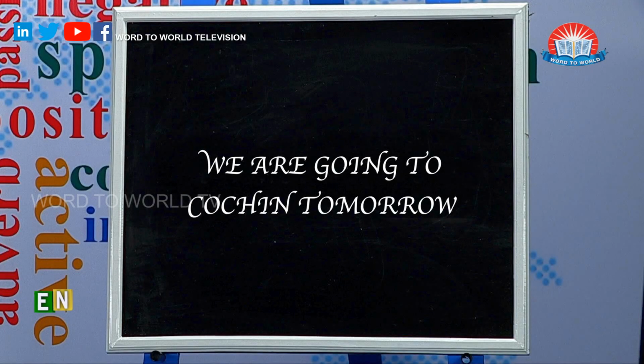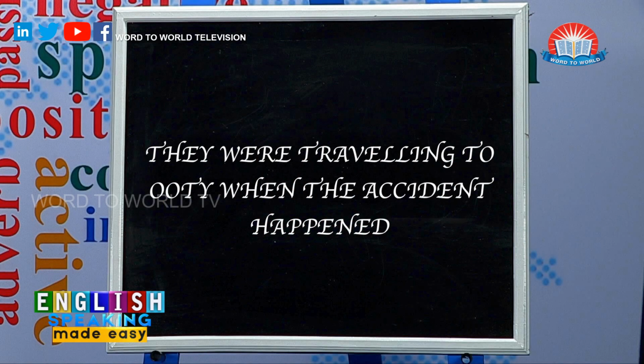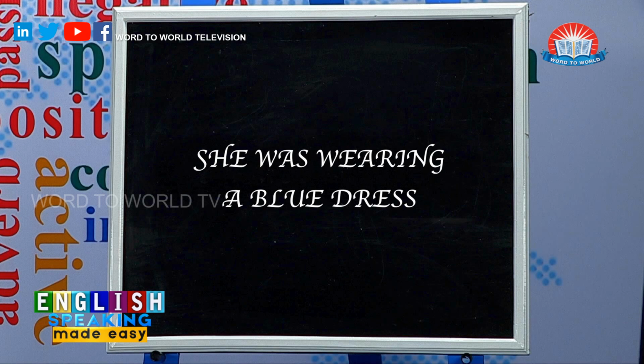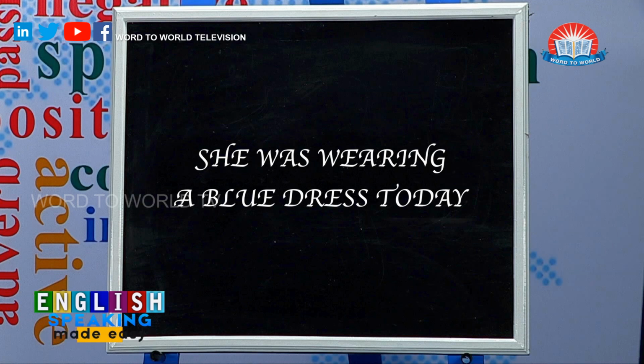In the present continuous tense, we are going to Cochin tomorrow. That is present. That's one form of be, are. Okay. Is he coming home today? That's an is. They were traveling to Ooty when the accident happened. Past continuous. She was wearing a blue dress. Again, past continuous singular. She was wearing a blue dress today. Were you trying to call me? Were you? So we had were, was, is and are.